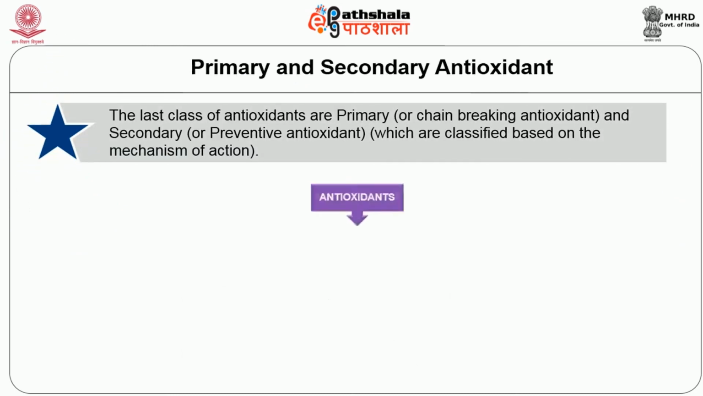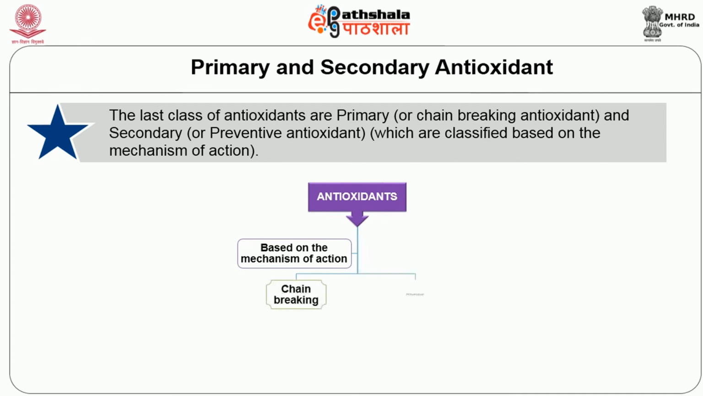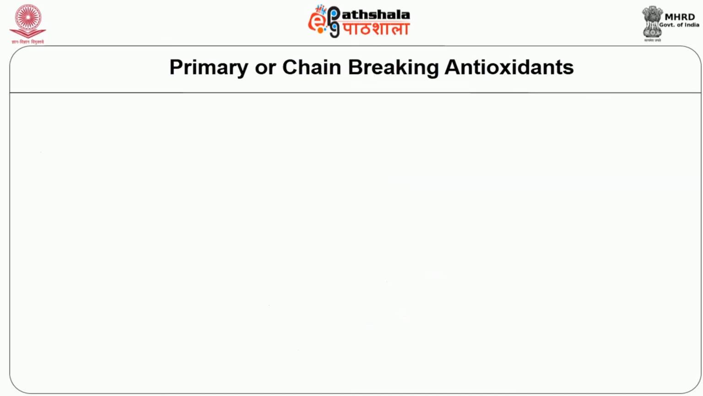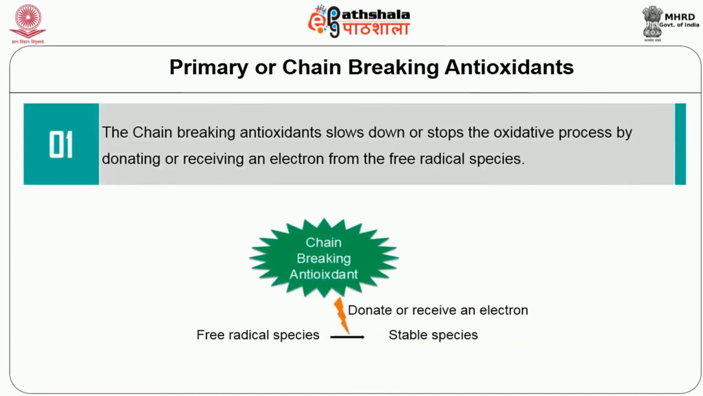The last class of antioxidants are primary or chain breaking antioxidants and secondary or preventive antioxidants, which are classified based on the mechanism of action. The chain breaking antioxidants slow down or stop the oxidative process after the reaction has begun by donating or receiving an electron from the free radical species.